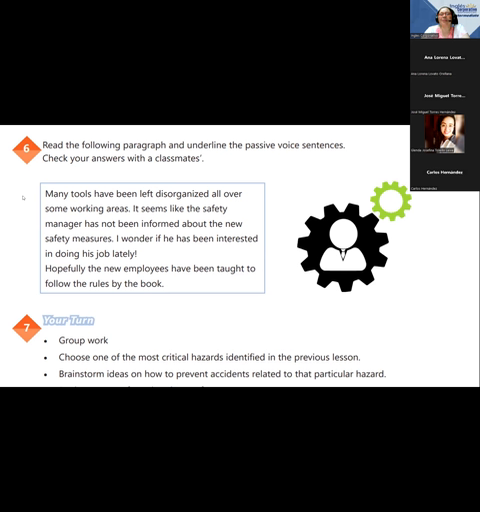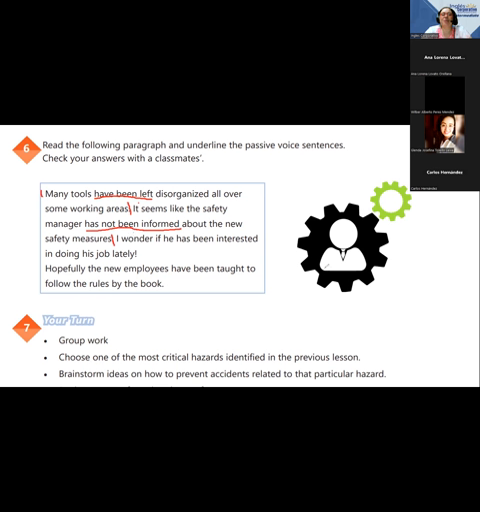¿Dónde encontramos la primera? Many tools have been left disorganized. Okay, so this is the first, right? Now, what about the next one? Safety manager has not been informed. Has not been informed. Okay, vamos a poner así. Have been left, has not been informed, just to notice, right?